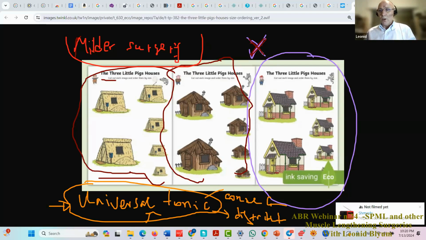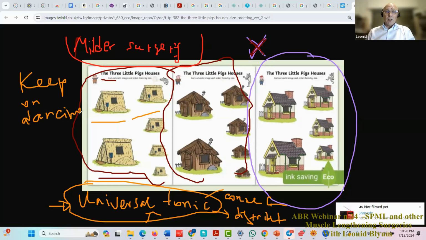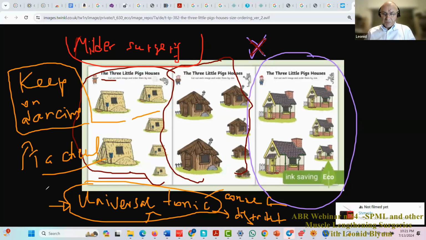So whether you do surgeries or not, whether you run and rush for the functional things and try to keep on dancing, that's entirely up to you. So in that respect, yes, tactically, ABR can still very much help you in terms of keeping on dancing. If that's what you want, that's your choice.